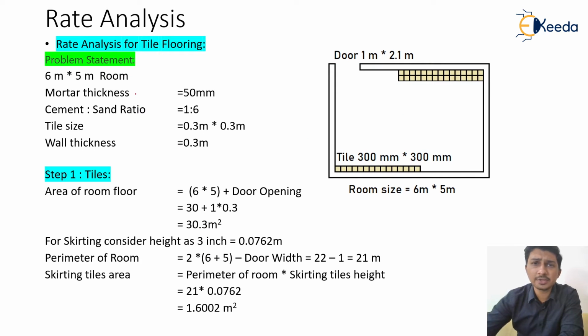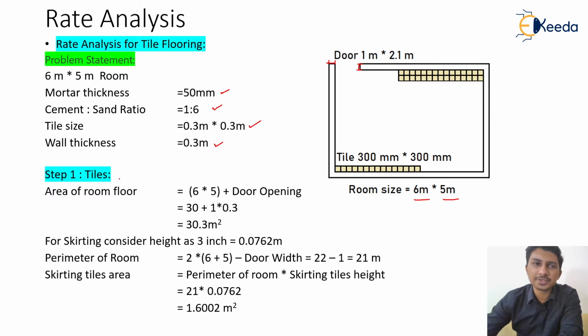So let us understand first of all the problem statement. We are given a room of size 6 meter by 5 meter, and the mortar thickness that the tiles are going to rest on is 50 mm, 5 centimeter. Then the cement to sand ratio is 1:6. The tile size is provided to be 0.3 by 0.3 and the wall thickness is 0.3 also. Now first of all we need to calculate the number of tiles that we are going to have. Based on that we can calculate the costing for the tiles, as the other component is a proportion of the cement and sand, and it is going to be the same as for the other quantities that we have calculated.